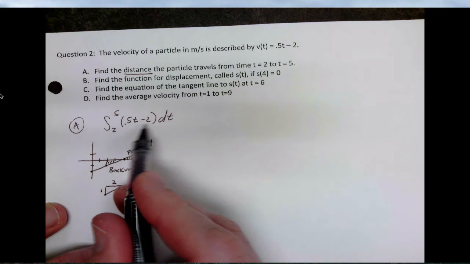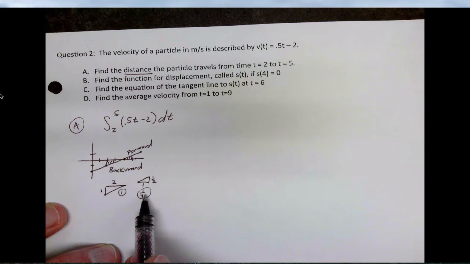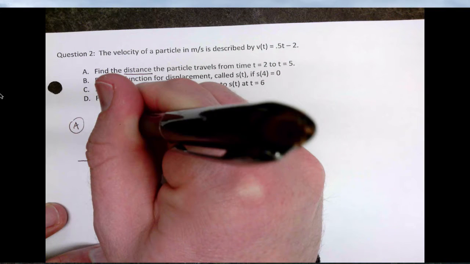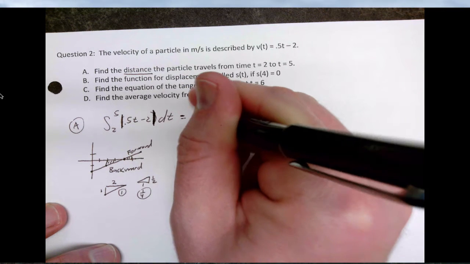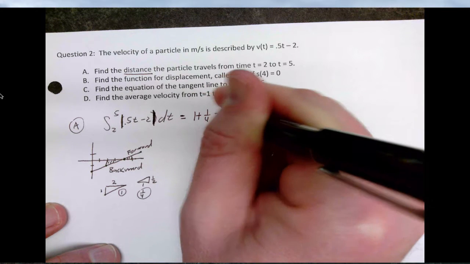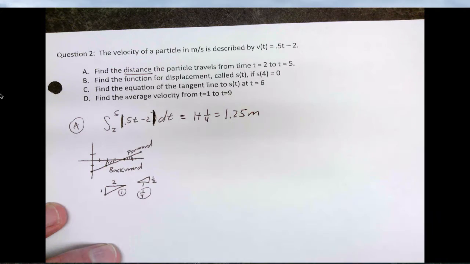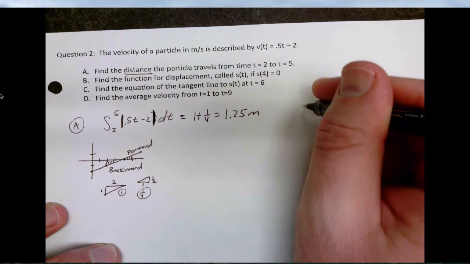And if I did this integral right here, I would have to treat this as negative and this as positive, and it would give me -3/4. But that's not what they want. So we have to treat this as absolute value. We have to treat everything as positive, which would be 1 plus 1/4, which would be 1.25, and that would be meters.